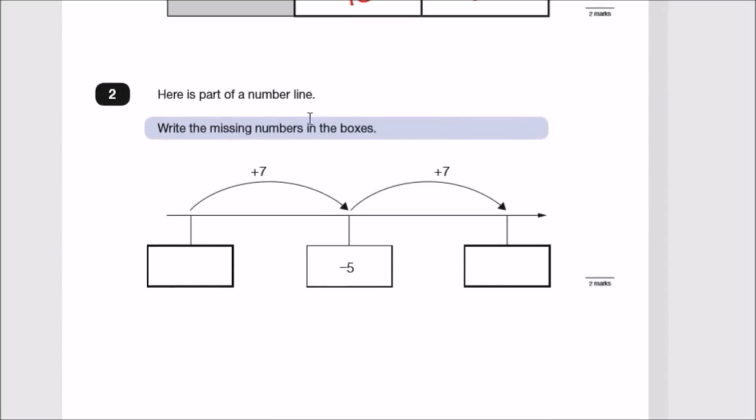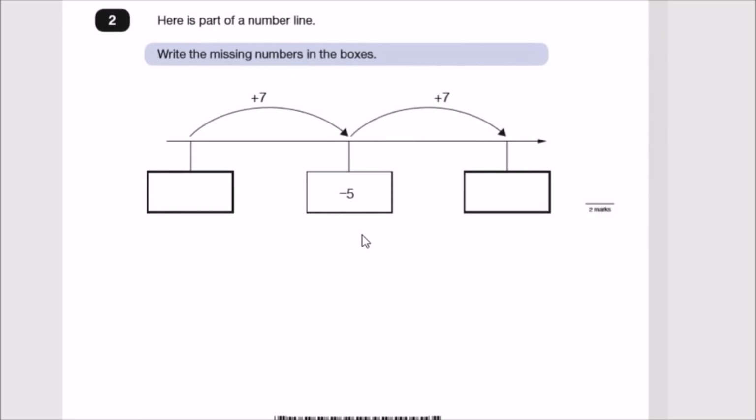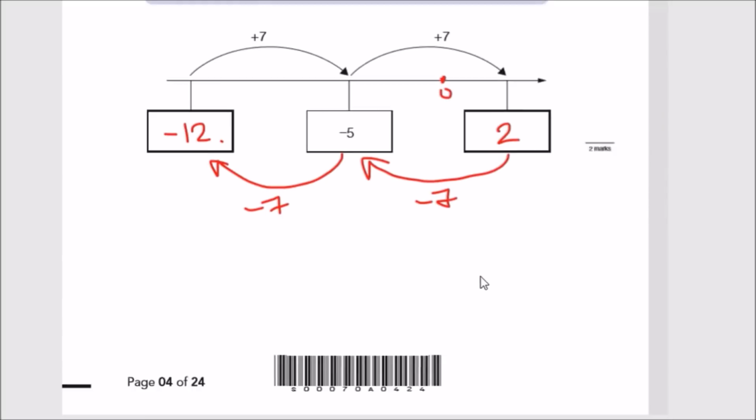Now, next question. Here is part of a number line. Write the missing numbers in the boxes. So we're going to go from one number, we add 7 to it, it gets to -5, add another 7 to get a new number. Let's find this second number first. If you have -5 and you're adding 7 more, well, the trick is to add 5 more first to get 0, and then add 2 more to get +2. If you want to go backwards, it's the same thing. You subtract 7. So going backwards, -5 going back 7 more will give us -12 on the number line.